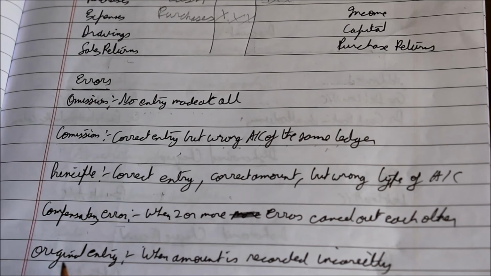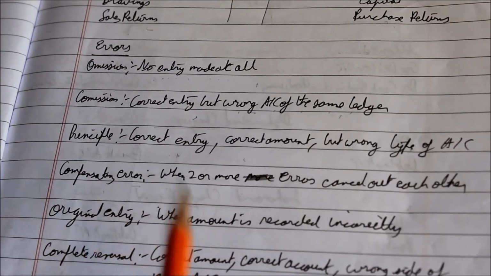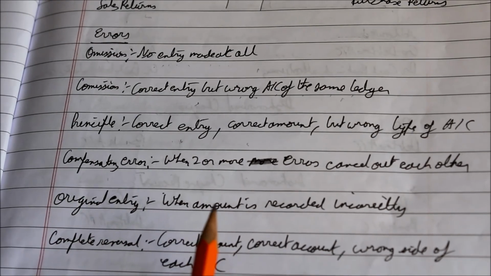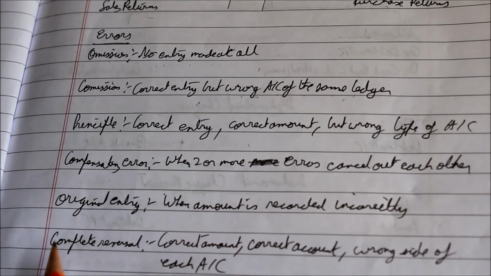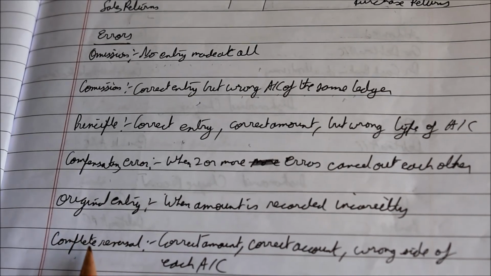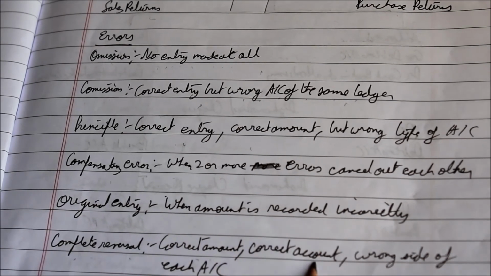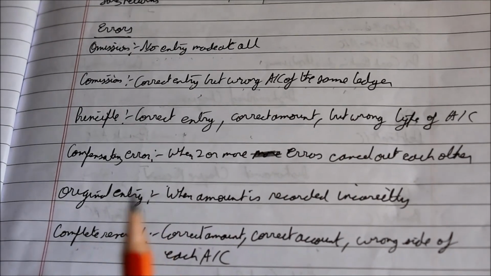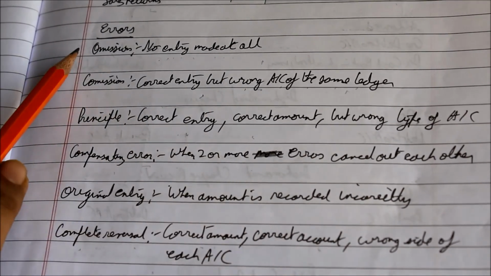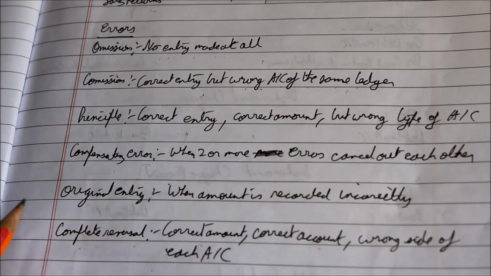Next, error of original entry. Error of original entry is when the amount is recorded incorrectly. And the last one is complete reversal. Complete reversal error is when the correct amount is entered in the correct account but on the wrong side of each account. Now I want you to take a look at this closely because these are very important errors in the whole of the trial balance chapter.